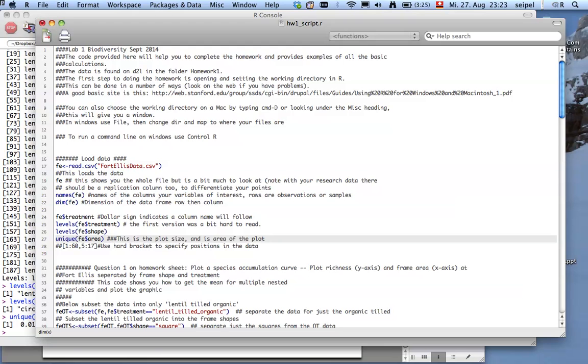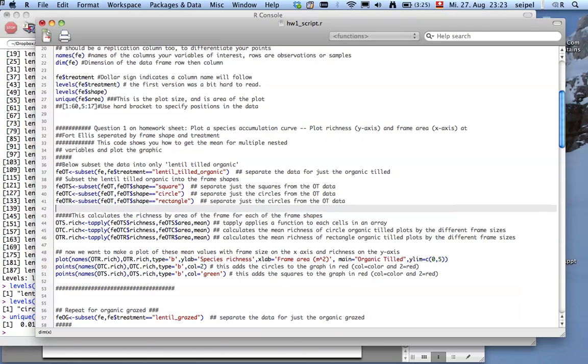Question 1 asks us to plot a species accumulation curve with richness on the y-axis and the frame area on the x-axis for each one of the treatment variables and for the sizes. There are many ways to approach this in R, and I'm just using a very simple way here so you hopefully understand what I'm doing with the data. First of all, we would like to separate things out by treatment, right? Because we want to have a line or a curve for each one of the treatments and each one of the frame shapes.